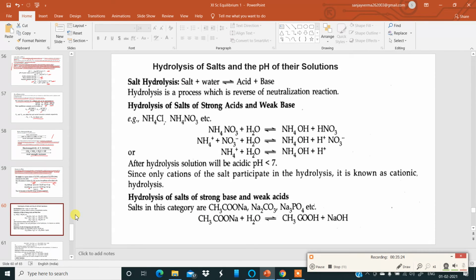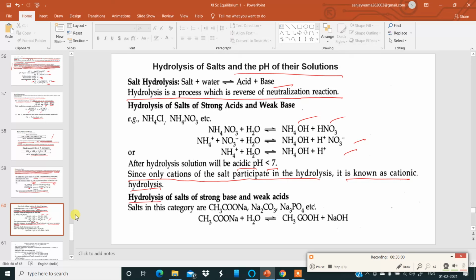Okay. Now hydrolysis of salts and the pH of the solutions. Salt hydrolysis means salt plus water gives acid plus base. Hydrolysis is a process which is the reverse of neutralization reaction. Some examples are given over here. Ammonium nitrate in water gives ammonium hydroxide plus nitric acid. Reverse of neutralization, it is given in ionic state over here. After hydrolysis, the pH will be less than 7. Since only cations of the salt take part in the hydrolysis, it is known as cationic hydrolysis.